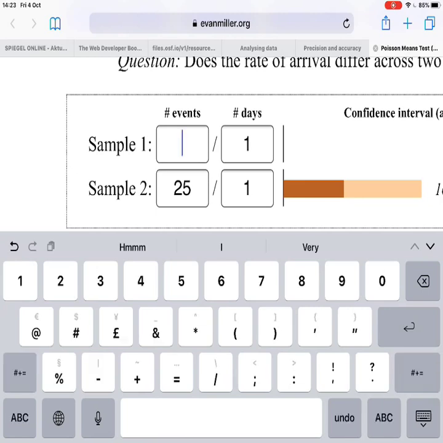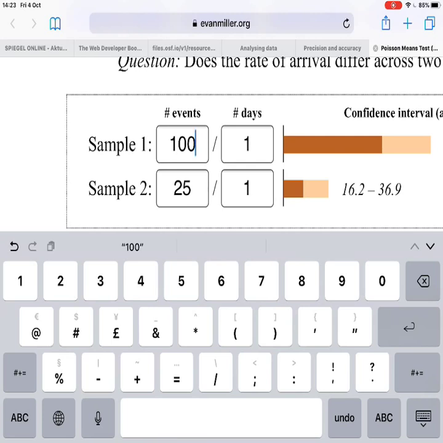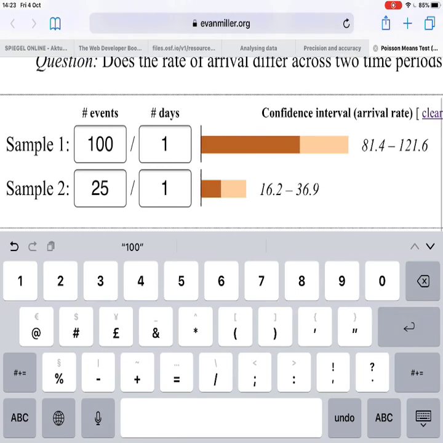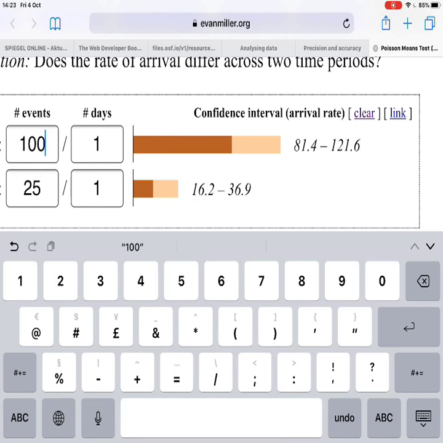And the way you deal with that would be 100 events, 100 colonies on a single plate. So forget this number of days, that is just to confuse. Just replace that with the number of plates that you are dealing with. So 100 colonies on one plate. And your confidence interval, in this case, goes from 81.4 to 121.6. Now, what on earth does that mean?